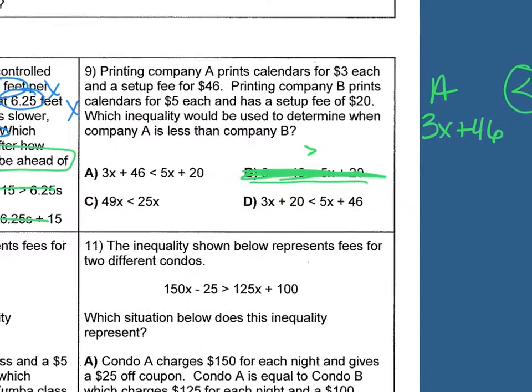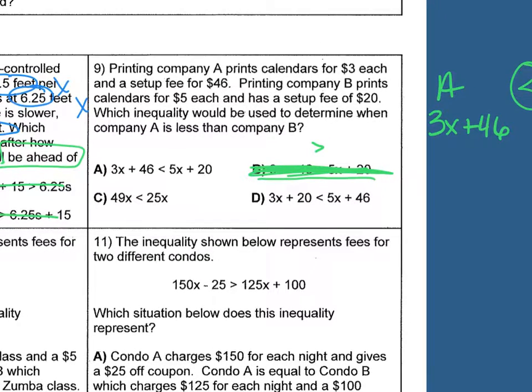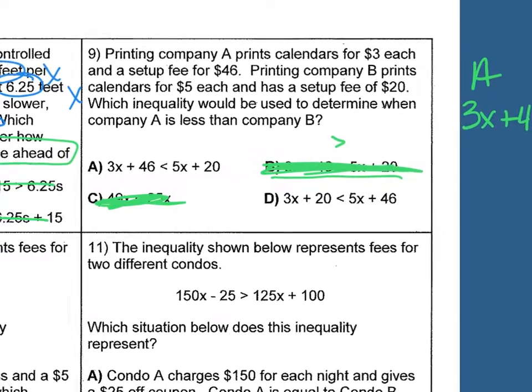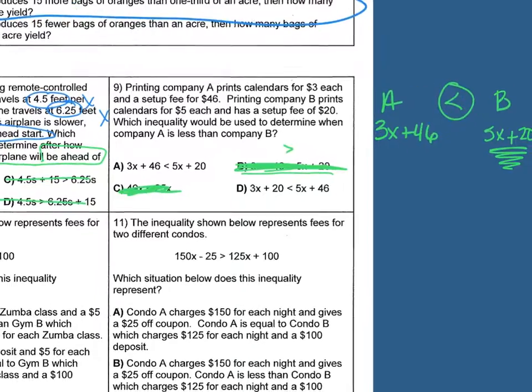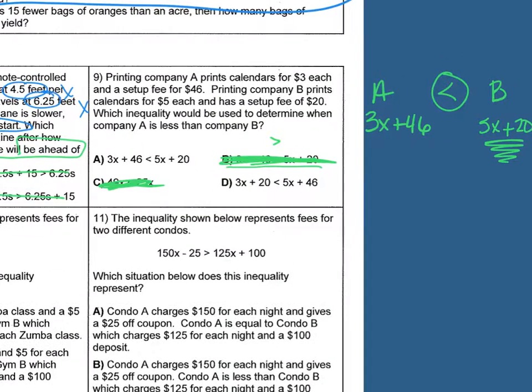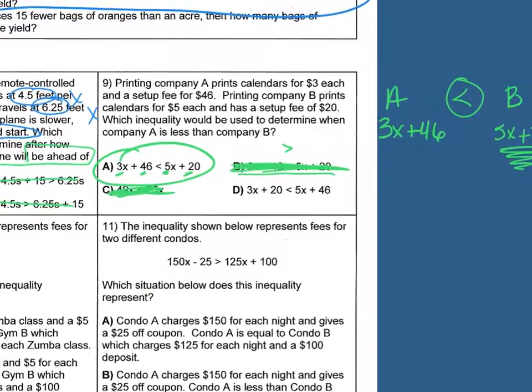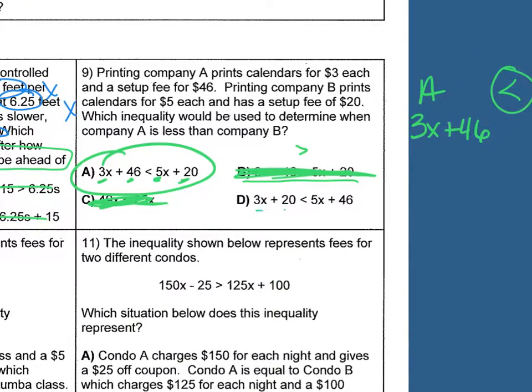Does C make sense? No. They combined the 46 and the 3. We know we can't do that. So between A and D. A, because we've got 5 and 20, 3 and 46. D flipped their numbers around. They put 3 with 20 and 5 with 46.